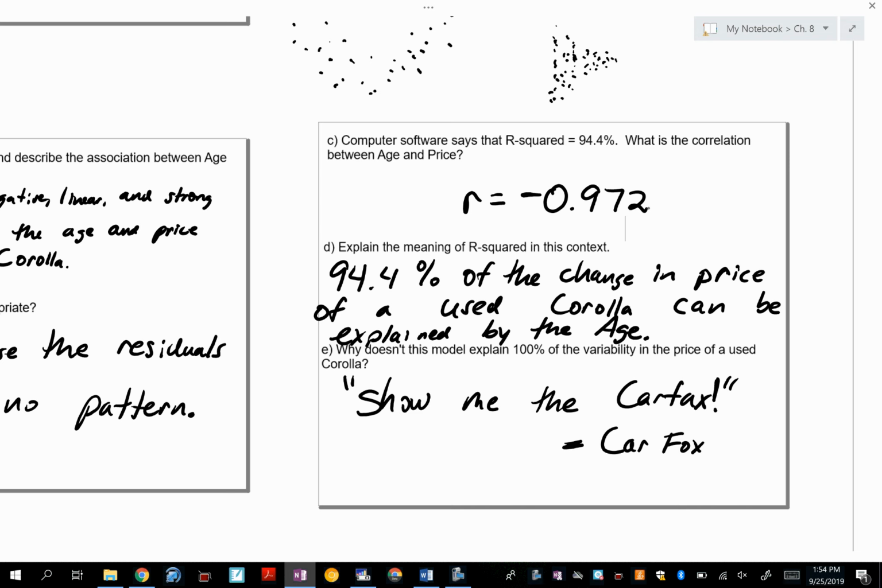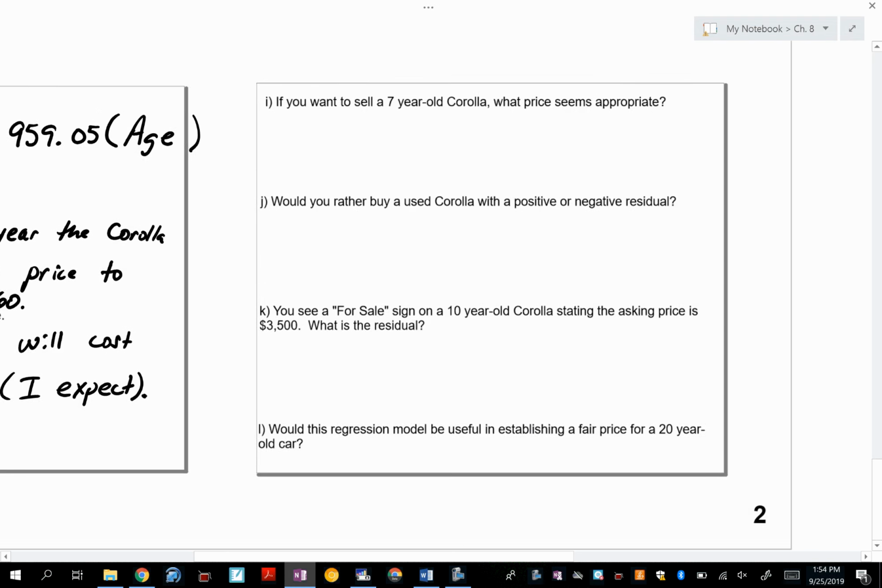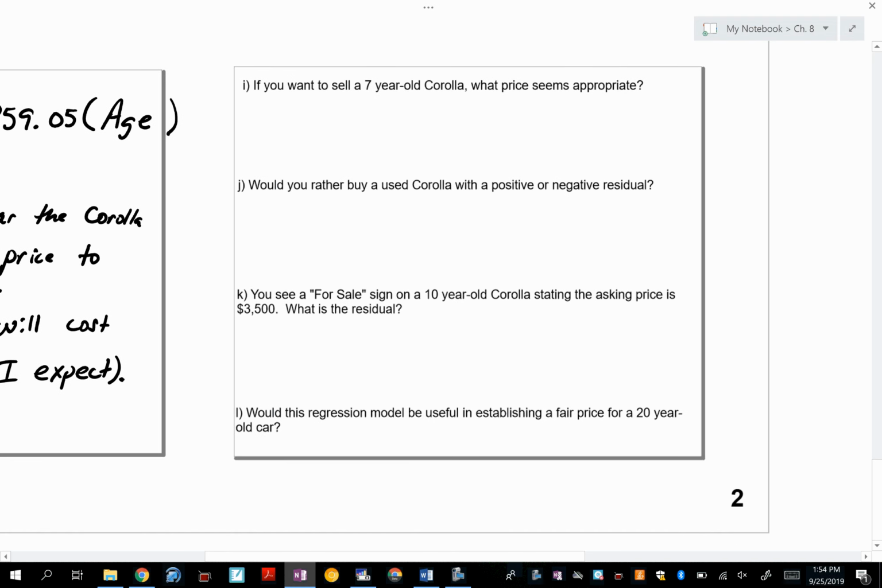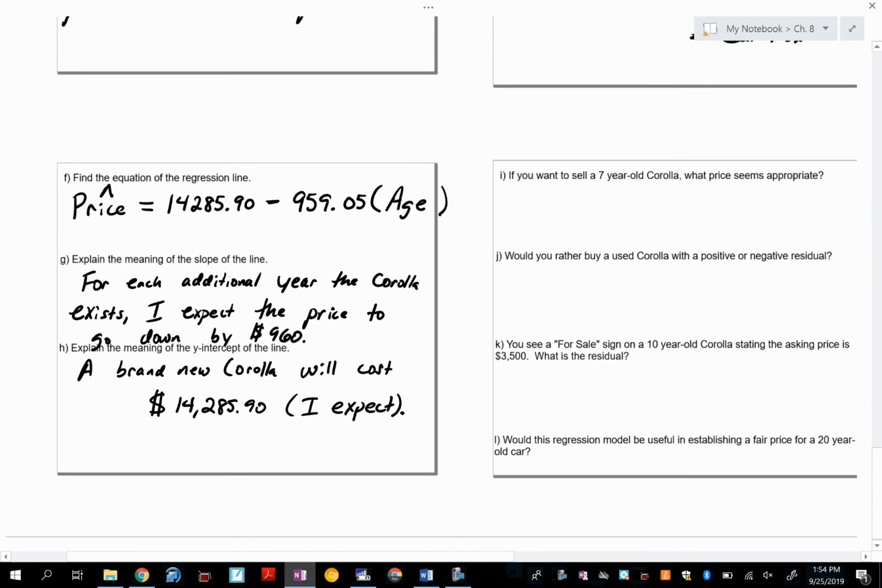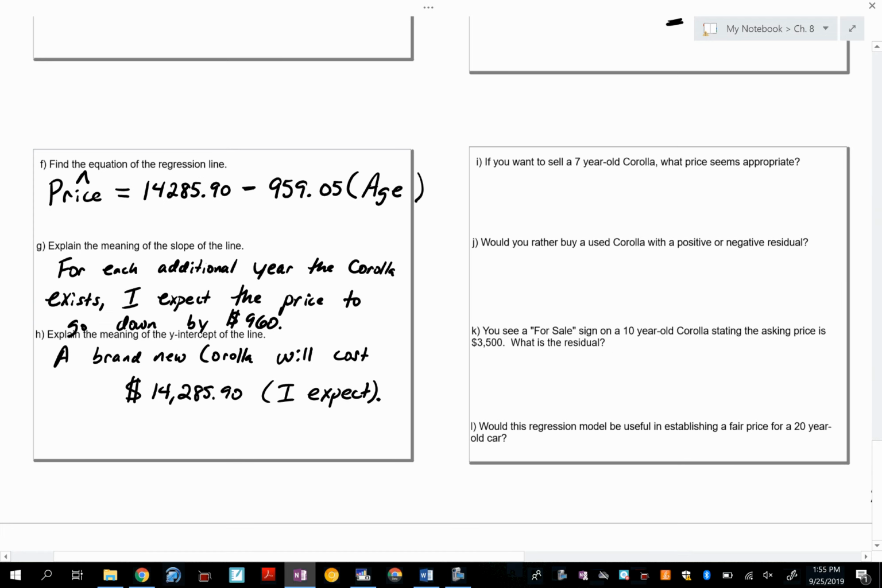Okay? We're almost there. Last one. Oh man, there's 4 of them. Oh gosh. Okay, here we go. If you want to sell a 7-year-old Corolla, what price seems appropriate? Okay. Well, let's use our model. Our model was up here. Actually, it's right over here. Nice. I'm going to make it on the same screen. All right, you see our model right next to it?